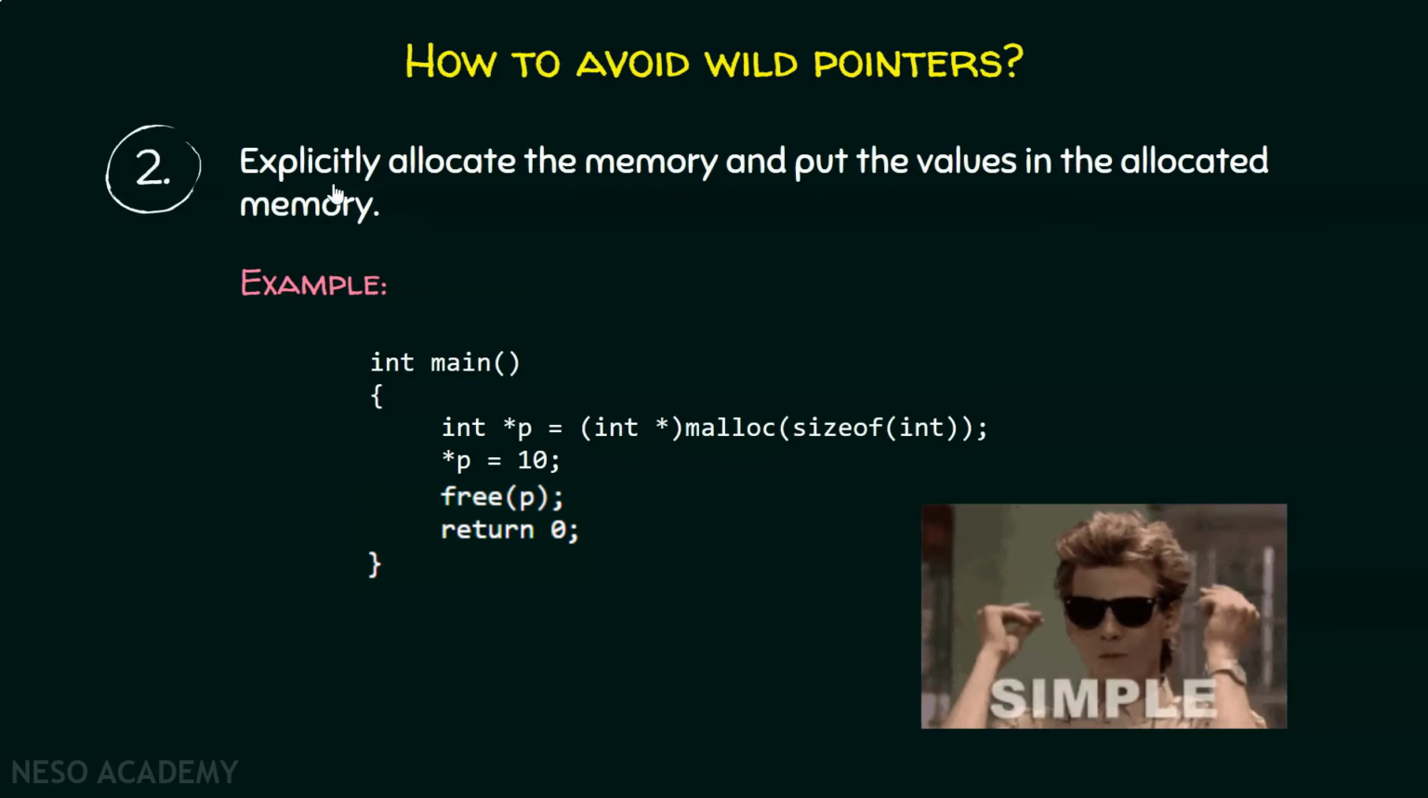Second is that we should explicitly allocate the memory and put the values in the allocated memory. Here in this example, you can clearly see that we are allocating the memory using malloc. This is also a legal step. Here we are initializing this pointer with the address of the first byte of the memory allocated by this function. And obviously we can access that location and put some values within it.